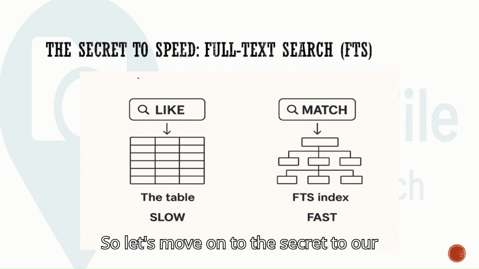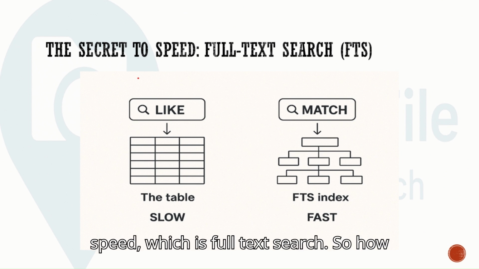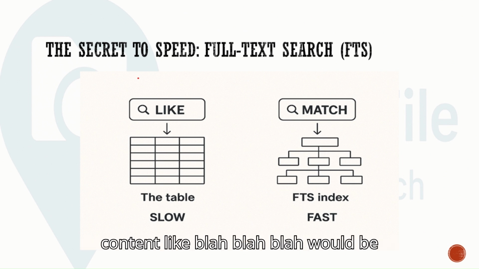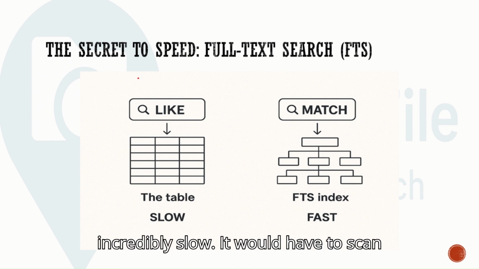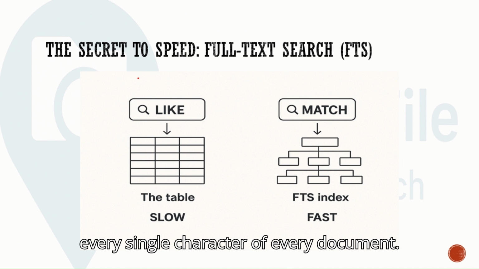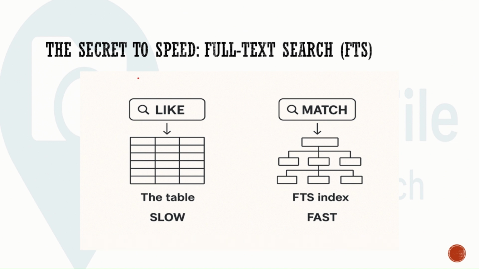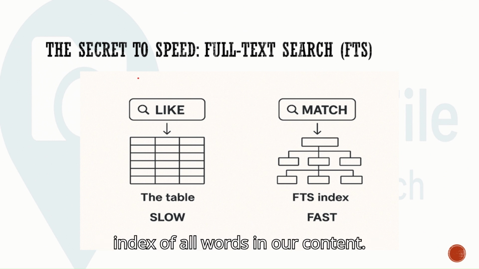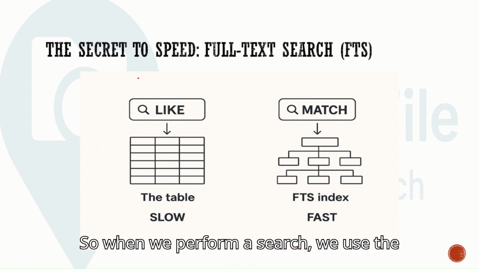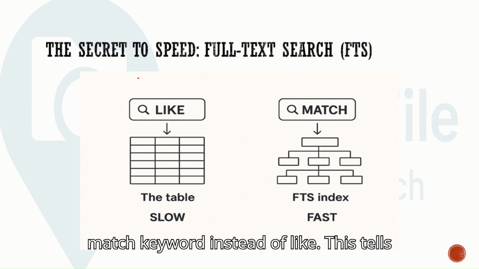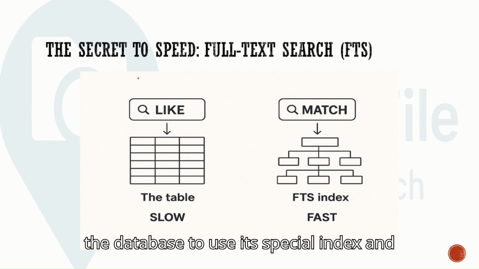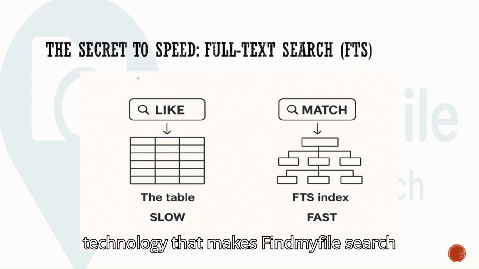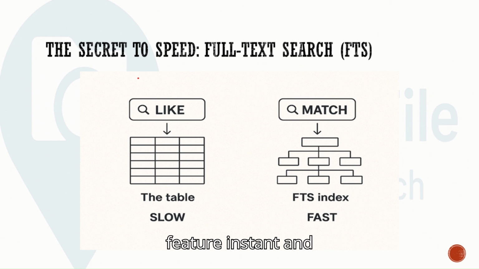So let's move on to the secret to our speed, which is full text search. How do we search through potentially millions of words of text in milliseconds? A standard database query, like where content like blah blah blah, would be incredibly slow. It would have to scan every single character of every document. The solution is the full text search table, or FTS. This is a special type of virtual table that creates a highly optimized index of all words in our content. So when we perform a search, we use the match keyword instead of like. This tells the database to use its special index, and the result is a search that is orders of magnitude faster. This is the core technology that makes Find My Files' search feature instant and speedy.